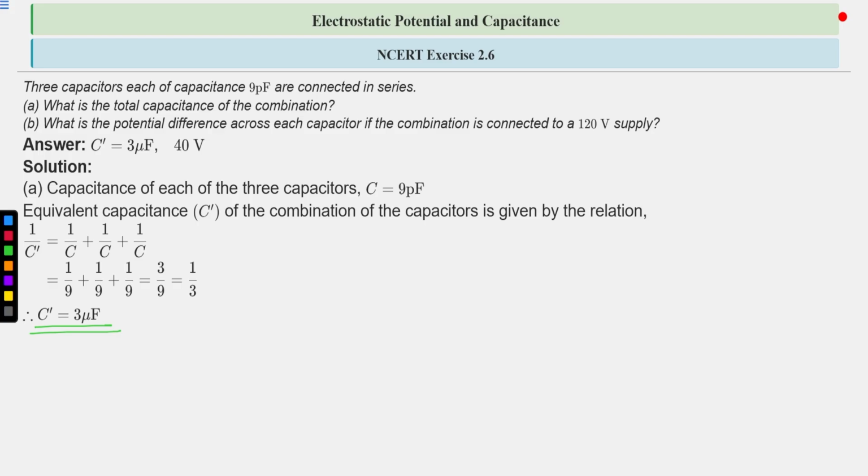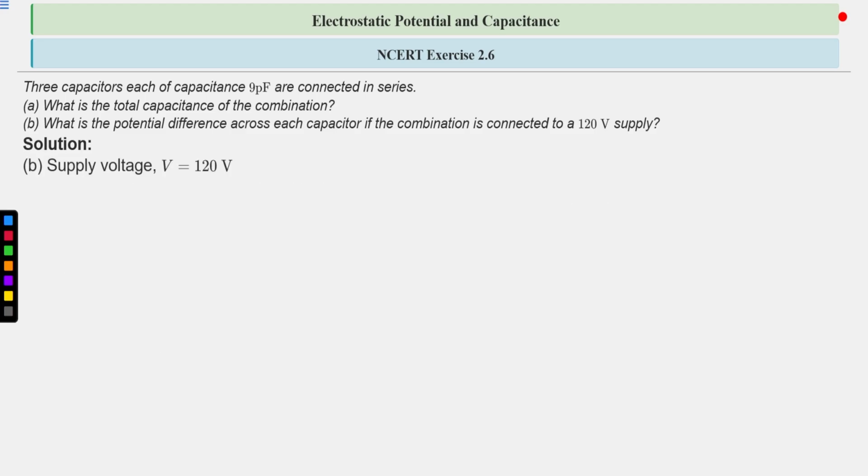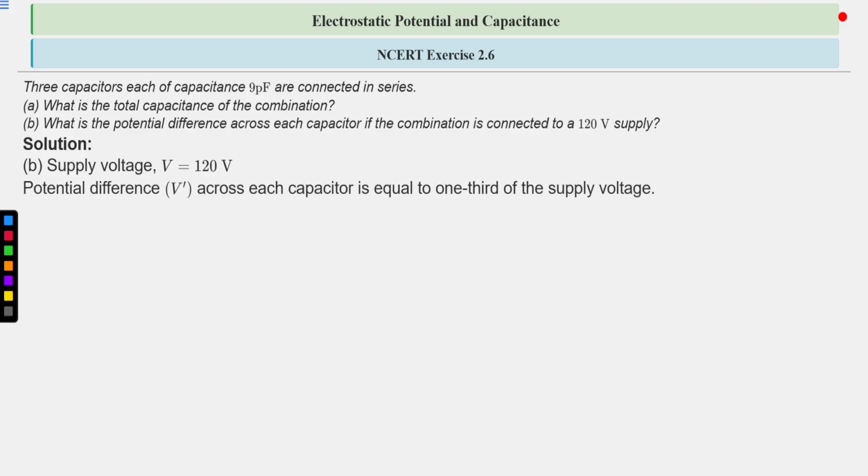Now B part. What is the potential difference across each capacitor? Therefore, total capacitance of the combination is 3 microfarad. Now B, supply voltage is 120 volt. Potential difference V dash across each capacitor is equal to 1/3 of the supply voltage. In this case, capacitors are identical with equal capacitances, so potential difference will distribute equally among all the capacitors.